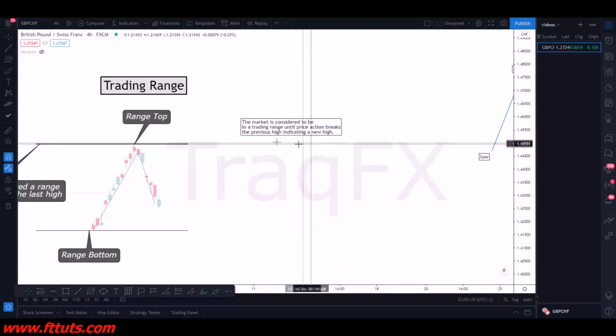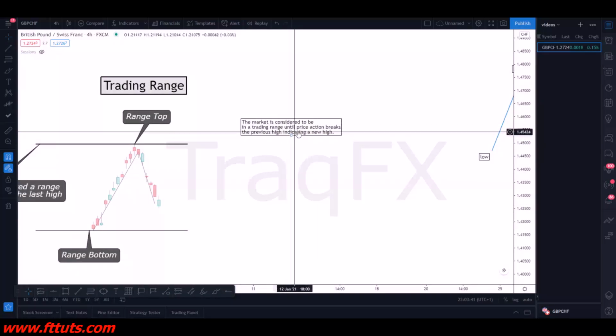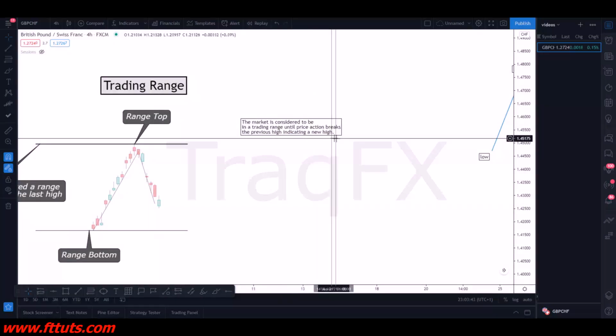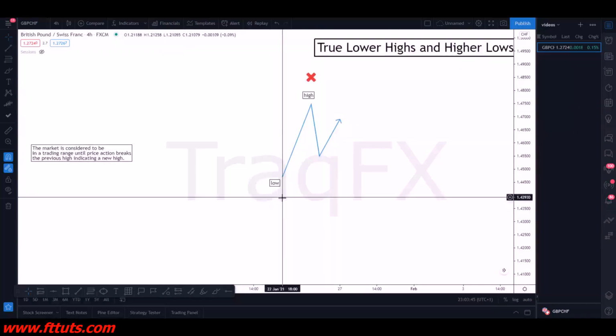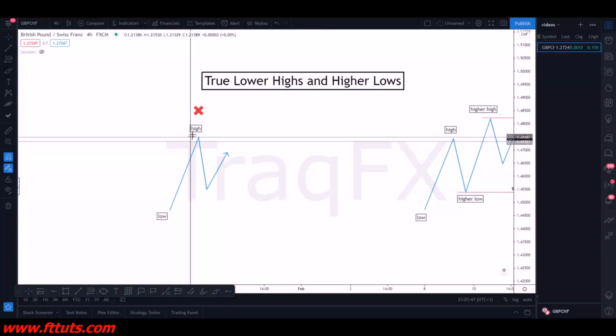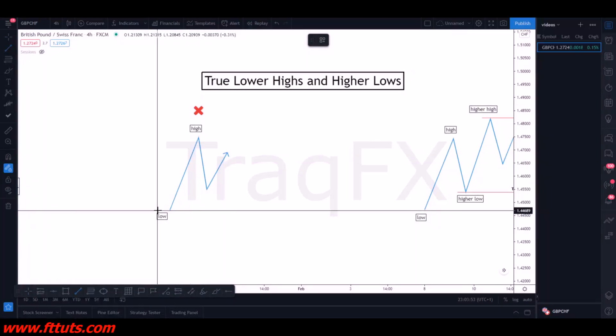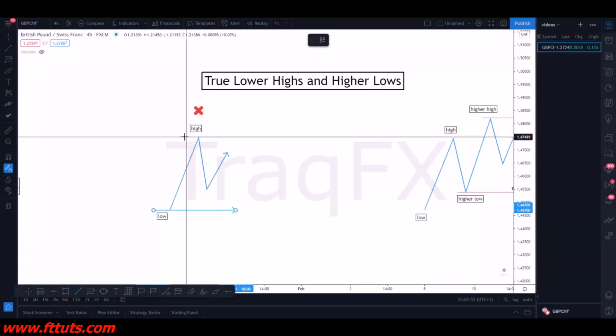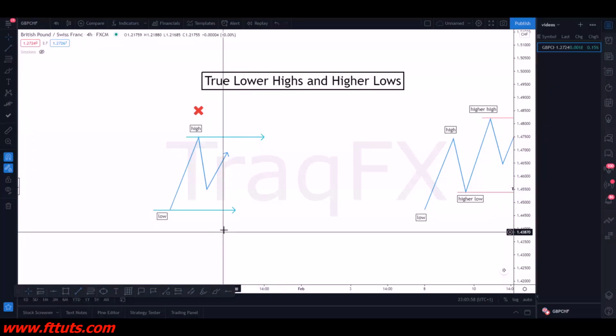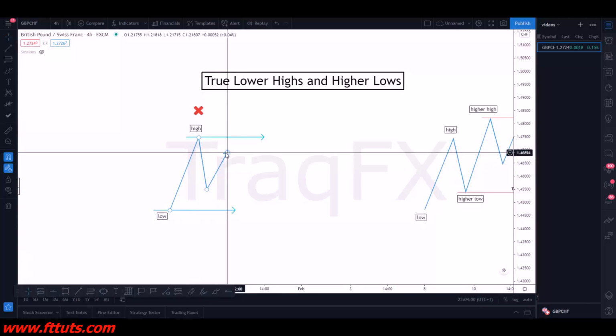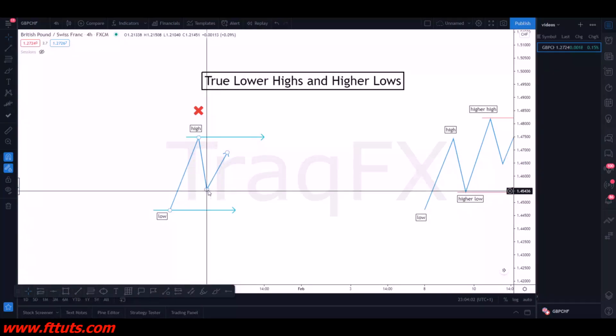So let me go back to this. The market is considered to be in a trading range until price action breaks the previous high, indicating a newer high was printed. So right here, we see that price creates a low to a high, but we didn't break the next high. We just consolidated. So in reality, all we're in is a trading range of this low up to this high. And if the market didn't print a new high, this isn't your higher low anymore.